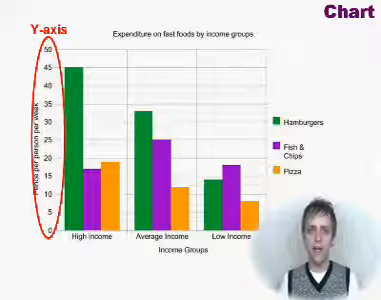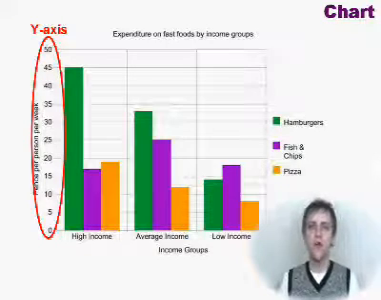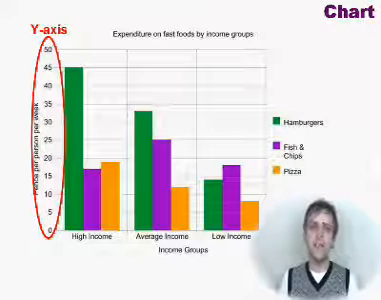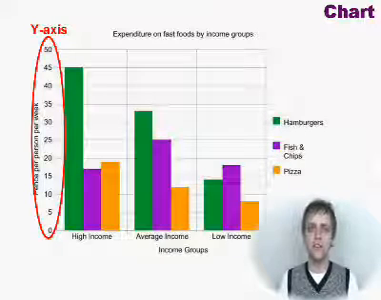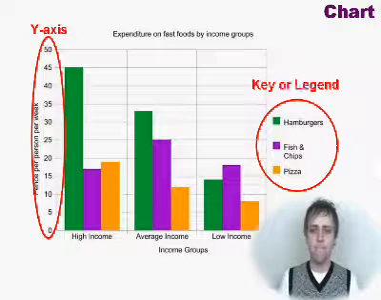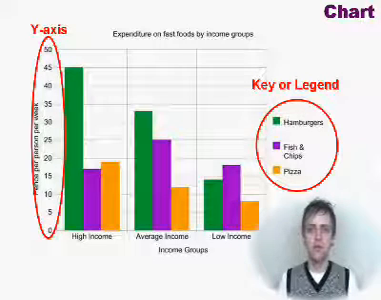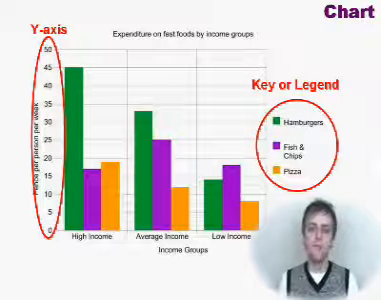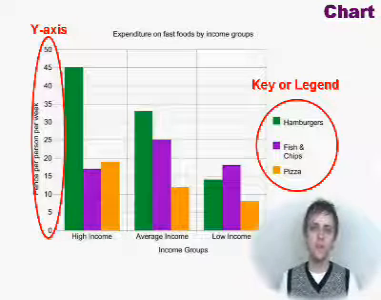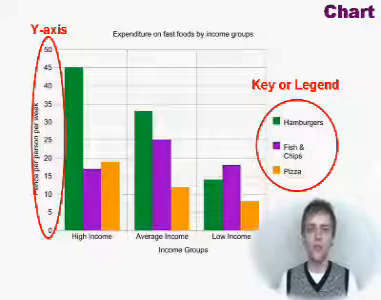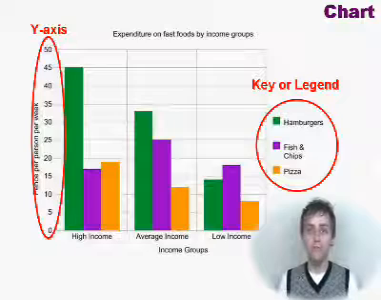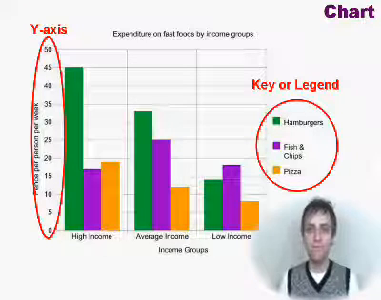Then we look on the right-hand side at the key, or another word for key is legend, that tells us what's in the graph, and that's here. And we can see hamburgers, that's the green bar, fish and chips, which is purple, and pizza, which is orange, yellow, or gold, whatever you prefer.